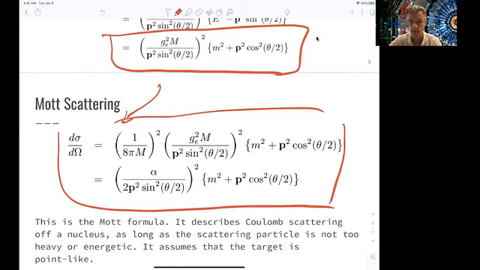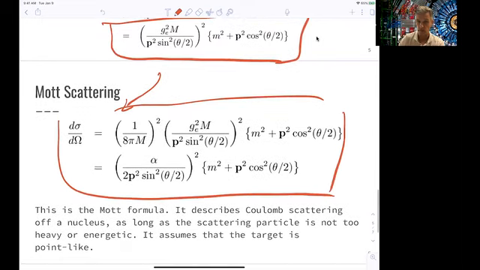So this Mott formula describes, for example, the Coulomb scattering, so the scattering of a photon on the electric charge of a nucleus, where the scattering particle is not too heavy and not too energetic, like an electron. We also assume that everything involved here is point-like. We haven't had any discussion on the charge distribution of the nucleus or anything. We're assuming that this is a point-like particle.